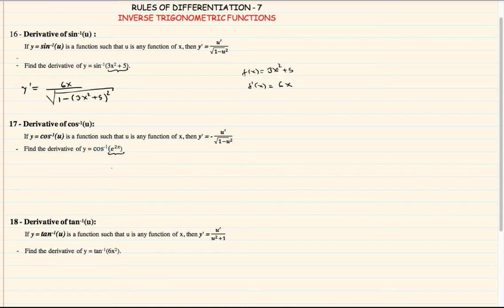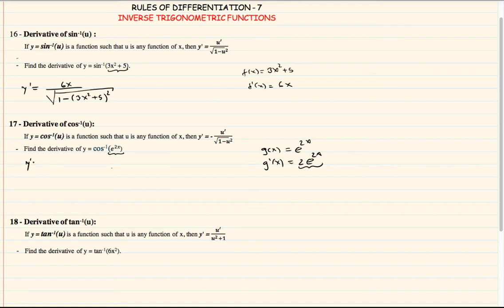e raised to 2x is our argument. We can call this g of x. g of x is equal to e raised to 2x. This is one of the rules we have learned for exponential functions. So the derivative of an exponential function of this kind is the derivative of the power, which is 2x, which gives us 2, times the original function. So this is the derivative of the argument.